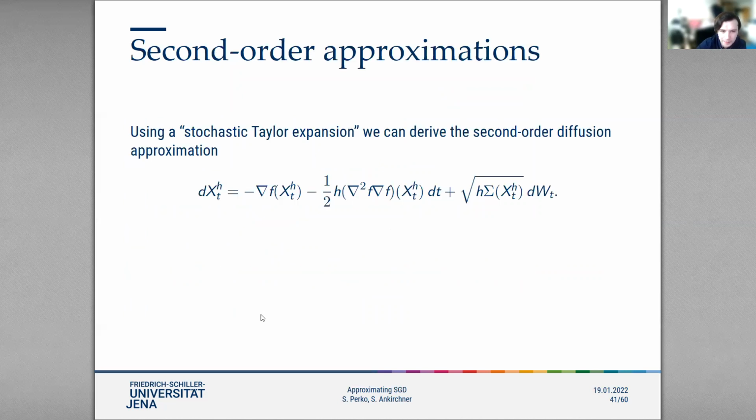Now something else. So far, we've looked at something called the first order diffusion approximation because the convergence is of order 1. But we can actually write something down which is a second order approximation using something called a stochastic Taylor expansion. So this is like the usual Taylor expansion, but it works for stochastic processes. And using that, we can derive a second order diffusion approximation, which is the same as before, except the drift coefficient now has an extra term where we have the learning rate. And now we have the Hessian of the loss function appearing over here.